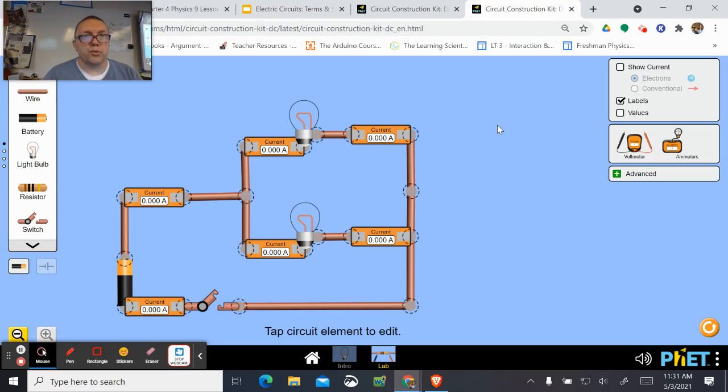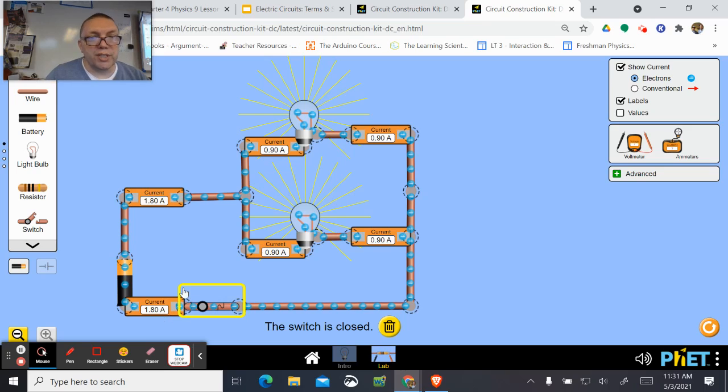So I'm going to go to this one now. This one is not all in series, right? There's a split. This junction right here is a split. Current comes in, or charges can go in, and then at this junction they split. Some go up, some go down. If we show current and we close the switch, now we'll see that we don't have the same amount of current everywhere.